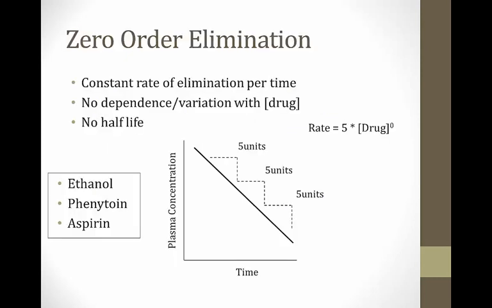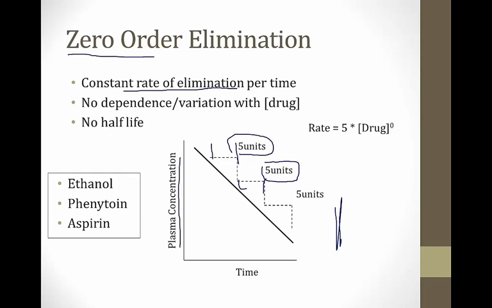So the first pattern of drug elimination is called zero-order elimination, and this is where there is a constant rate of elimination per time. Let me show you what I mean by that. So if we look at this chart down here in the middle of the screen, what we can see is that for each unit of time, for example, from here to here, we drop 5 units of plasma concentration, and then for another unit of time, we again drop 5 units of plasma concentration. So the rate of elimination per time in terms of plasma concentration is constant.